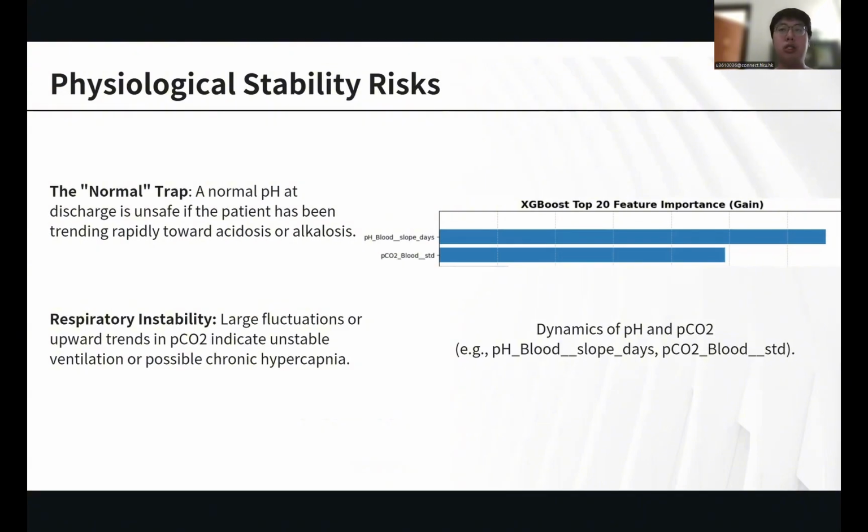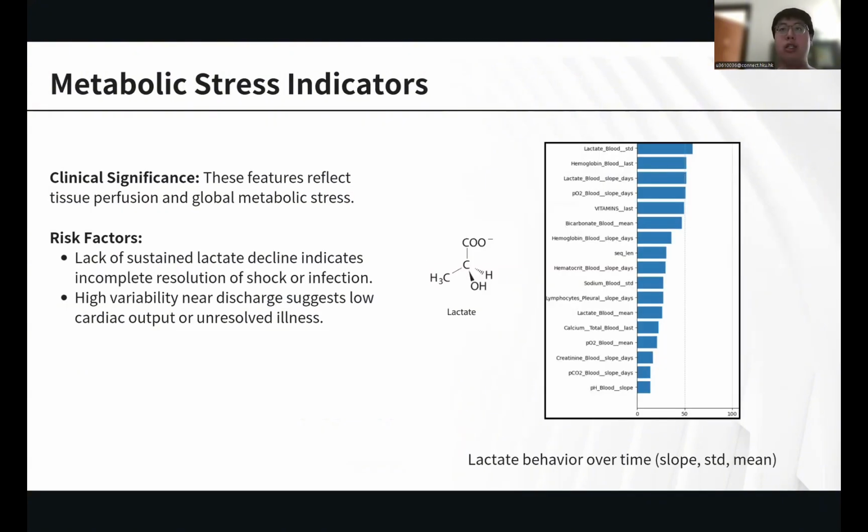Second is metabolic stress, driven by lactate. Lactate is a marker for sepsis. The model found that if lactate isn't clearly declining or if it's fluctuating, the underlying infection or shock hasn't resolved. The patient is living with heightened stress.